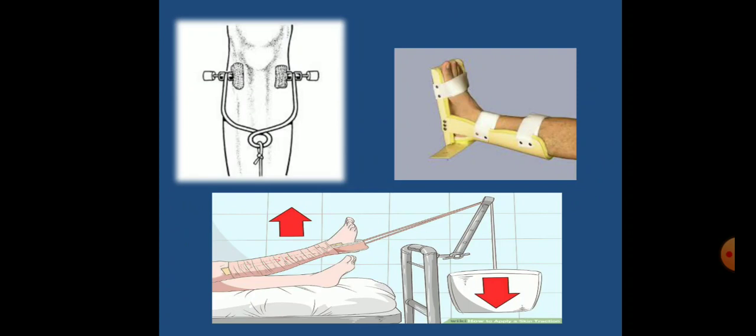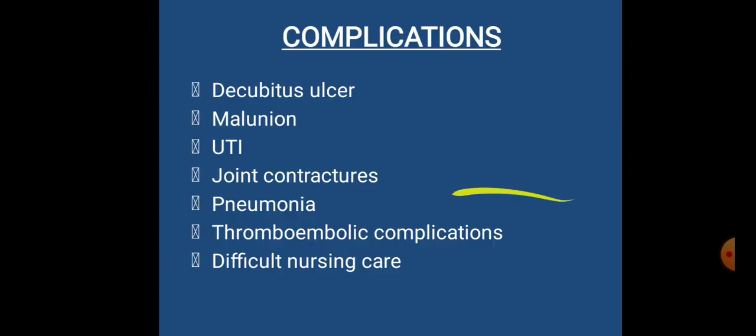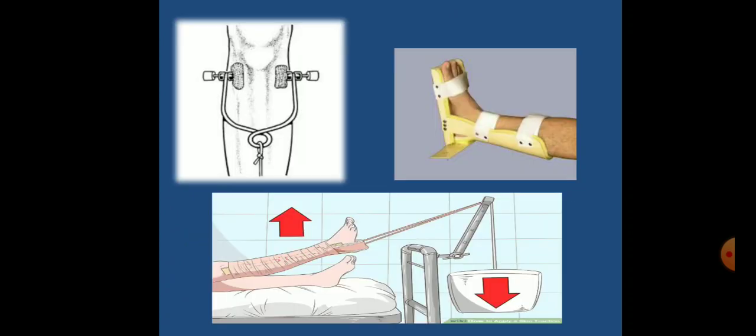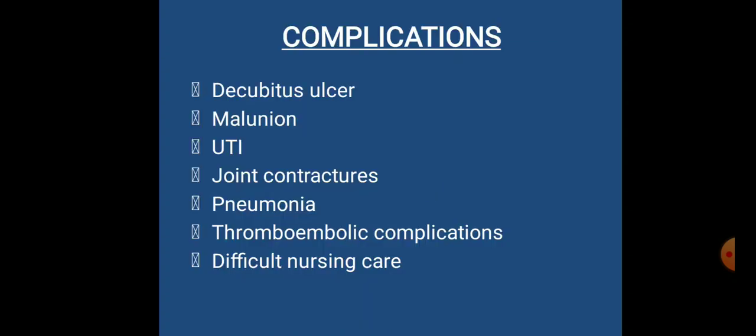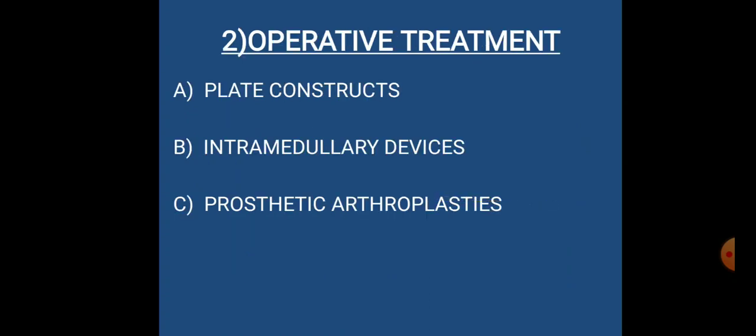Towards the right hand side, upper side, you can see the derotational boot. On the left hand side you can see the skeletal traction, and down you can see skin traction. Here the weight that is suspended is 1/10 of the body weight. What are the complications if you are not treating the patient? He may go into decubitus ulcer, malunion, UTI, joint contractures, pneumonia, thromboembolic complications, difficulty in nursing care.